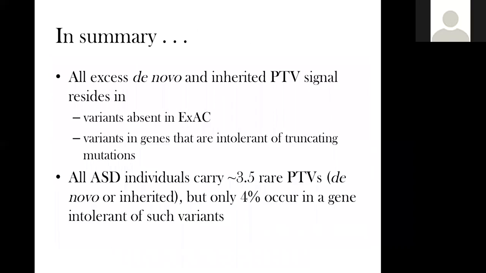So in summary, basically all of the excess for de novo and inherited protein truncating variant signal resides in these variants that are absent in ExAC and in genes that are intolerant of truncating mutations. And basically all individuals with ASD carry about 3.5 rare PTVs that are de novo or inherited, but only 4% of these actually occur in one of these genes that's intolerant of such variants. And so with that, that's basically the end. If anyone has any questions, I'm happy to answer them.